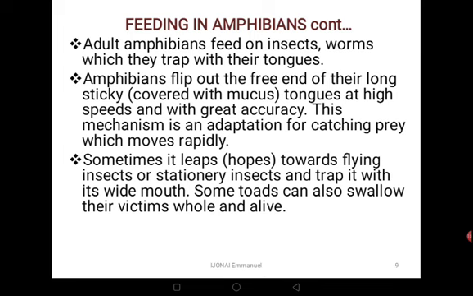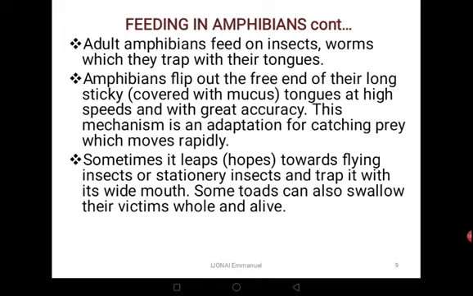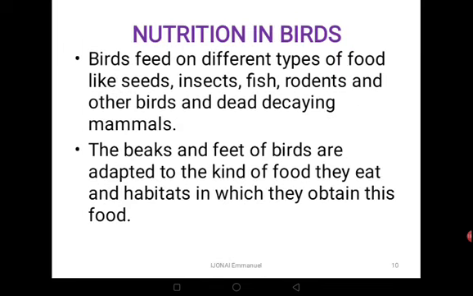These amphibians feed like that. They use their tongue for feeding. Then they swallow and then they digest it. Okay, I want you to summarize also feeding in amphibians as we now move to feeding or nutrition in birds.